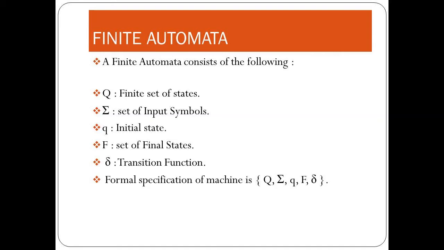A finite automata consists of the following 5 tuples. First one is Q, finite set of states. Second is Σ, set of input symbols. q0, initial state. F, set of final states. Delta, transition function. Formal specification of the machine is (Q, Σ, q0, F, δ).